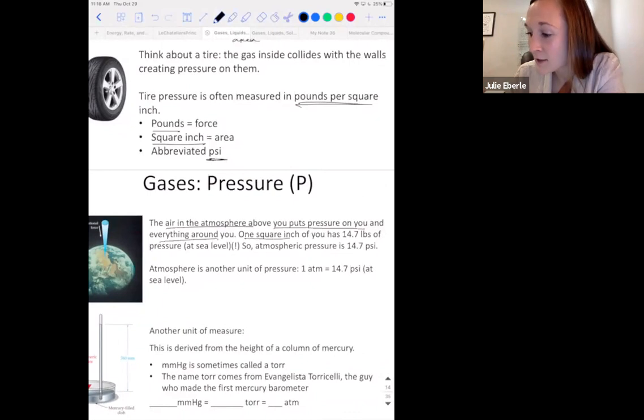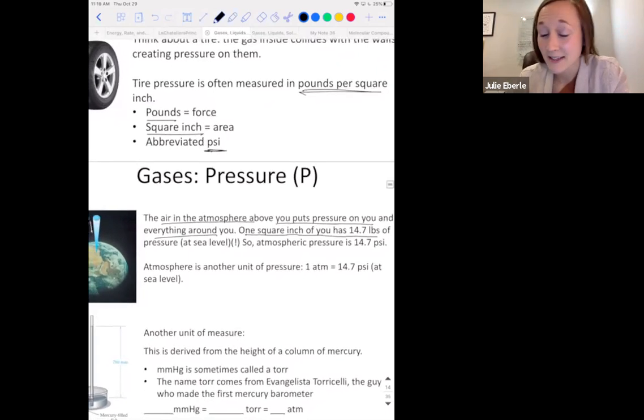In fact, 1 square inch of you has 14.7 pounds of pressure. Now, it doesn't feel like anything to us because this is normal for us, but isn't that astounding? 1 square inch of us has 14.7 pounds. Go pick up a 14.7 pound weight and then tell me if that's normal. But that is the truth. So 1 square inch has 14.7 pounds of pressure at sea level.